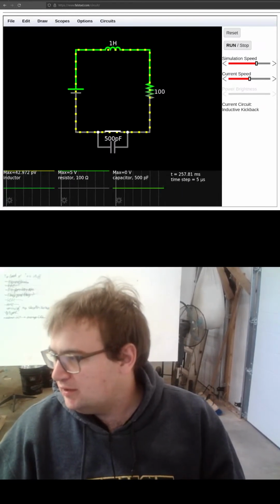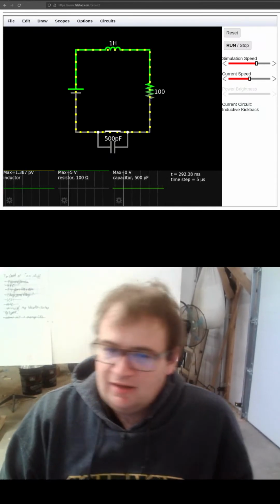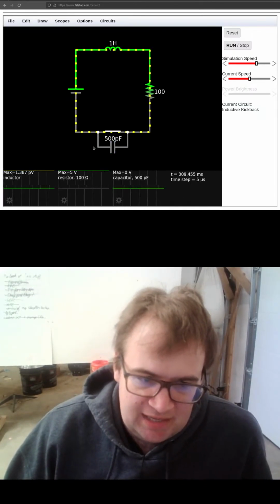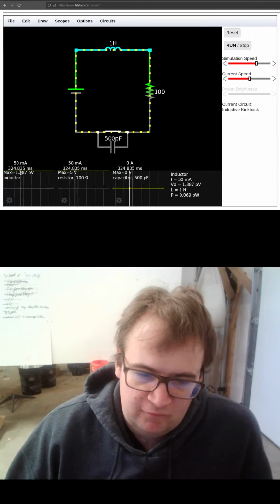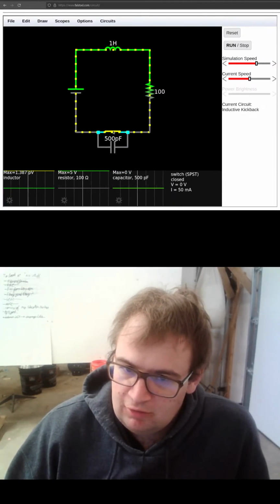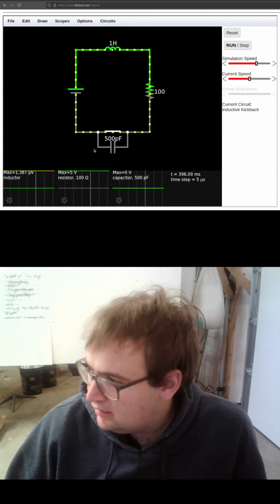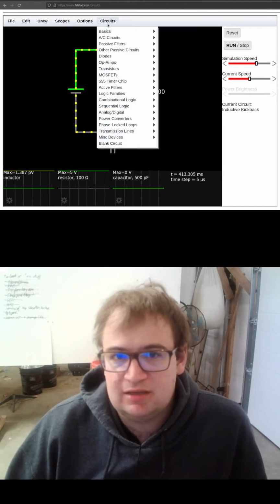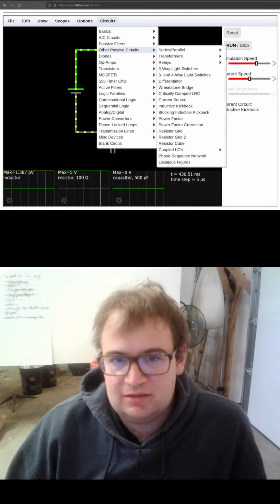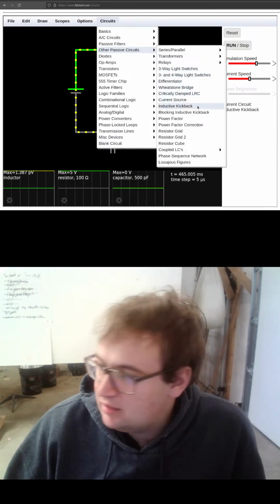I'll just respond in the comment here. But yes, now we're down to a picovolt. But if I flip this on, all of a sudden this current is going to rush into this circuit. The name of this circuit is, I think, just inductive kickback.